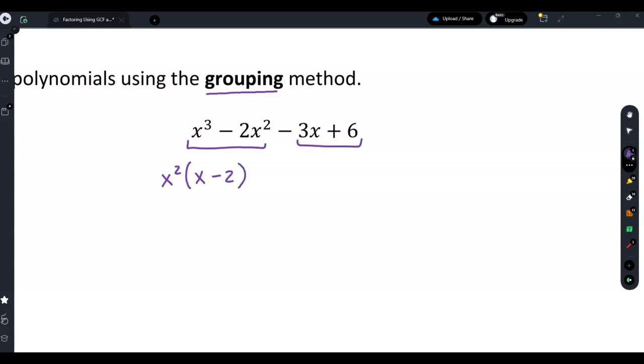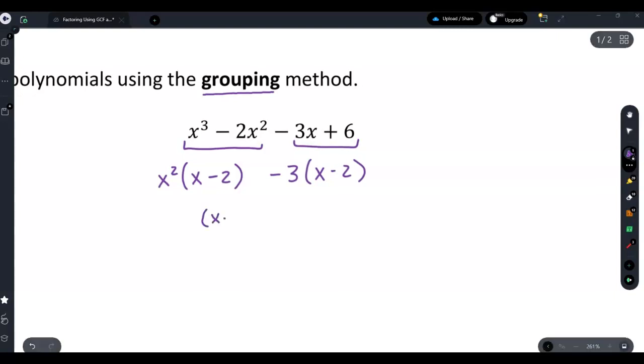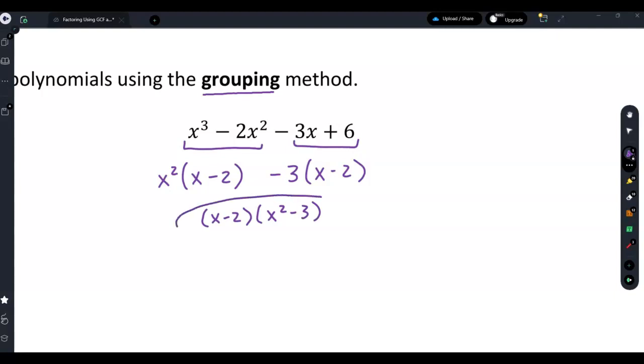I'm going to bring down my minus sign in between the 2 groups and factor out a 3. Although technically, since I brought down the negative, I'm factoring out a negative 3. So negative 3x divided by negative 3 is positive x. And then 6 divided by negative 3 would be negative 2. And so if you discovered at this point that one of them says x minus 2 and the other says x plus 2, go back and check your work. But in this case, I know I've done it correctly because I've got the same thing in both parentheses, x minus 2. If I factor that out, that leaves me with x squared minus 3.